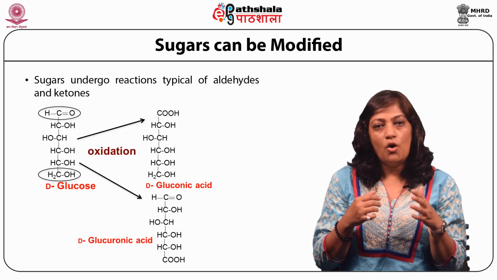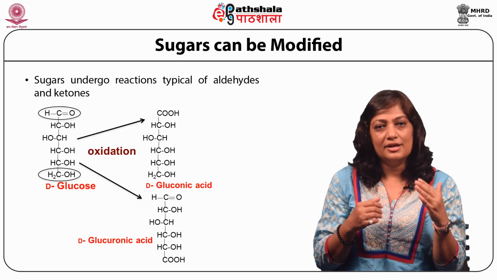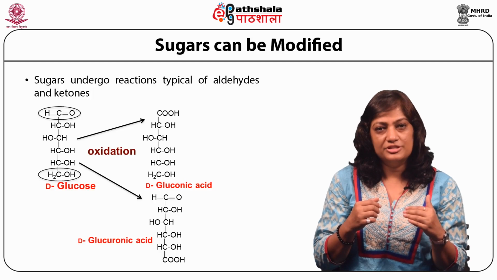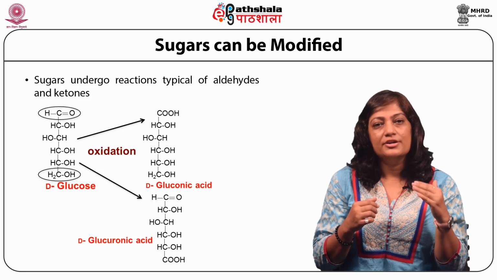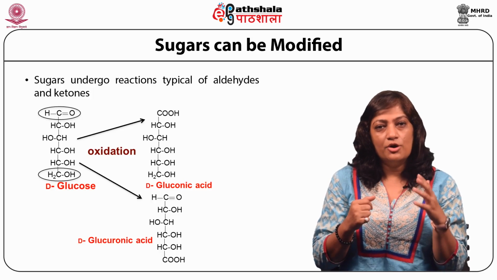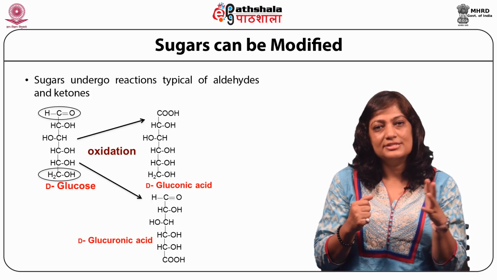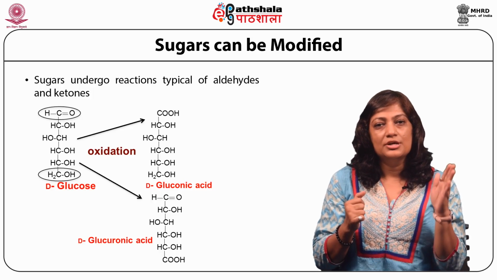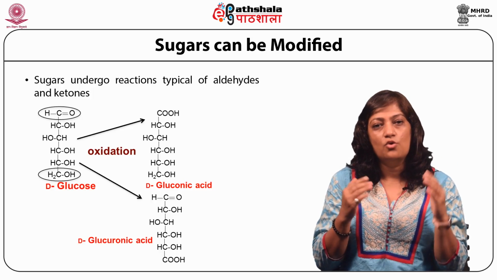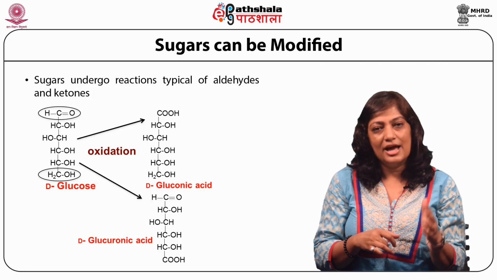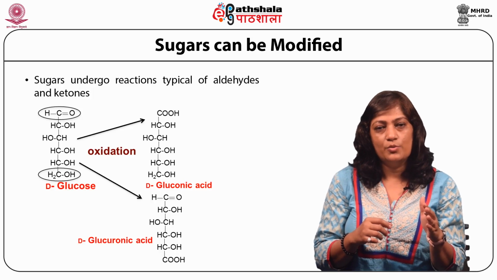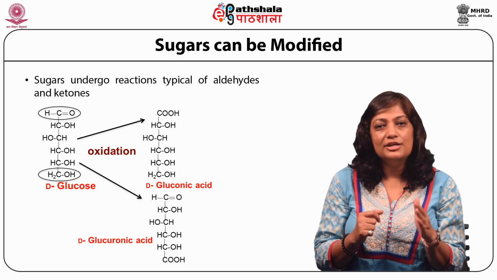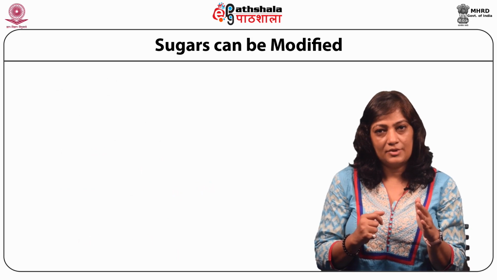So sugars can be oxidized either at their primary aldehyde group, or they can be oxidized at the alcohol group, which is placed at position 6 for D-glucose. So if upon oxidation, the aldehyde group is oxidized, it is converted to carboxyl group. In that case, the molecule that you get from D-glucose is called D-gluconic acid. If it's the primary alcohol group that is present as C6, which is circled here, if that gets oxidized, then you end up getting D-glucuronic acid from D-glucose.